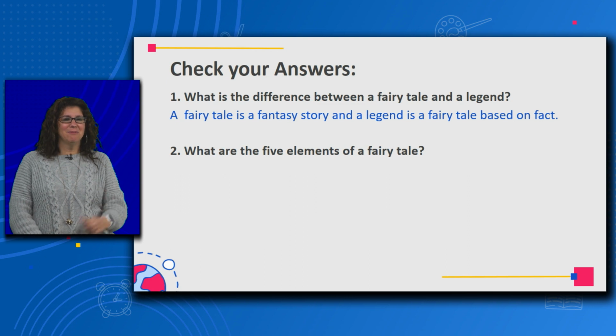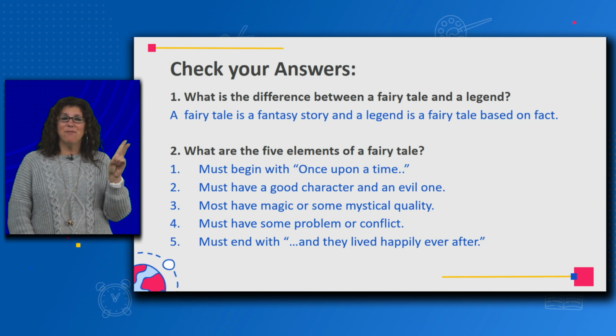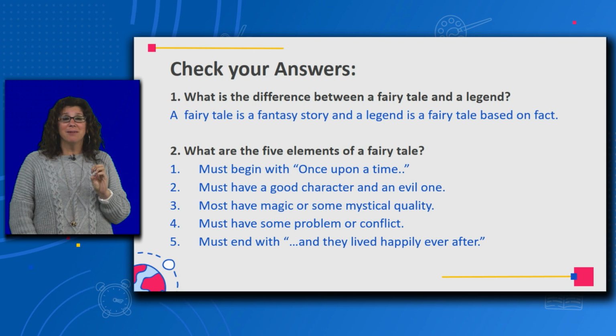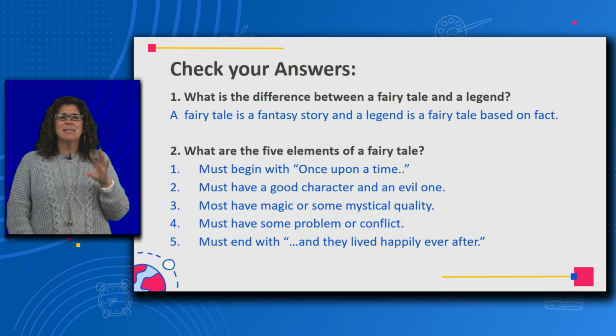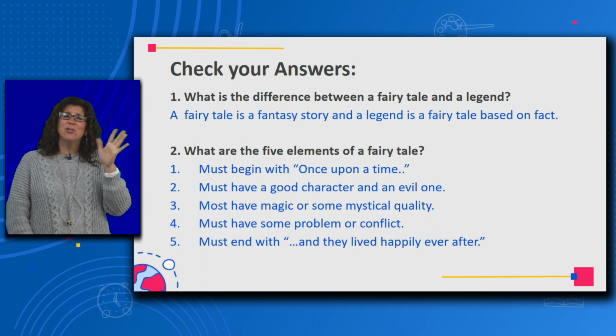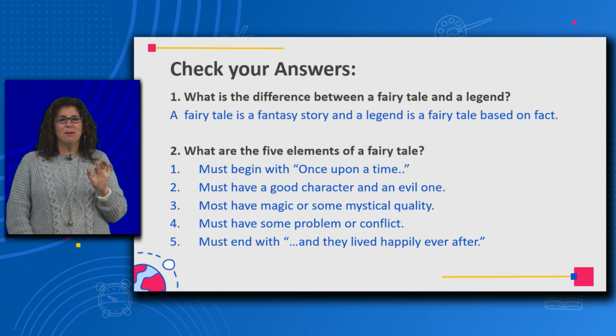Let's see. Number 1, must begin with once upon a time. Number 2, must have a good character and an evil one. Number 3, must have magical or some mystical quality. Again, something that makes it not so real. Number 4, must have some problem or a conflict. And number 5, must end with, and they lived happily ever after.